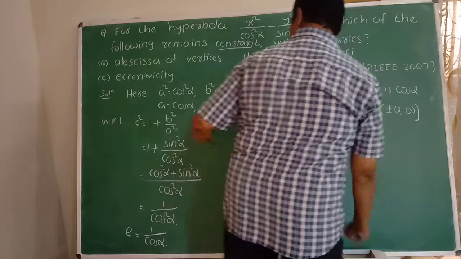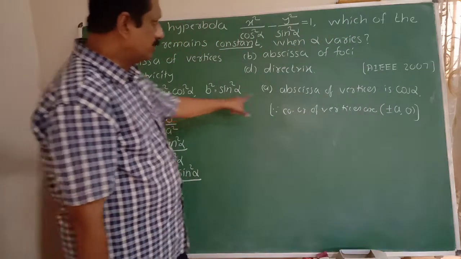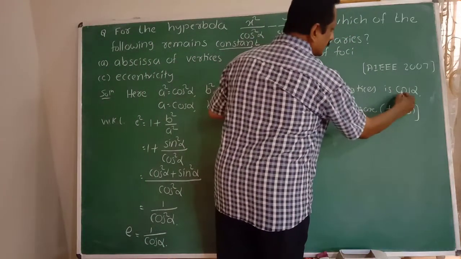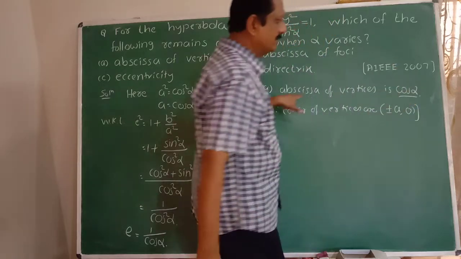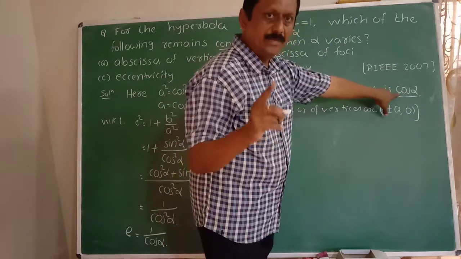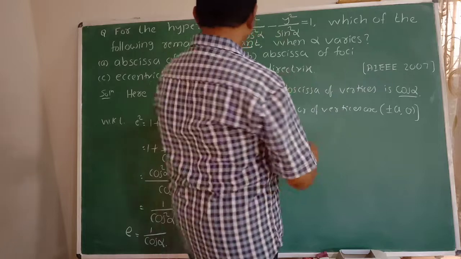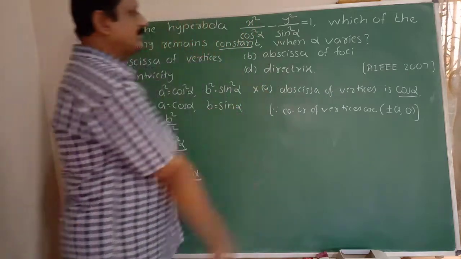So obviously here a is equal to cos alpha. So the abscissa of the vertices is cos alpha. Again alpha is present there. If alpha is present there, then it is a variable, not a constant here. So this option is not correct.